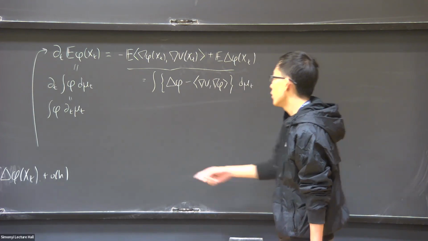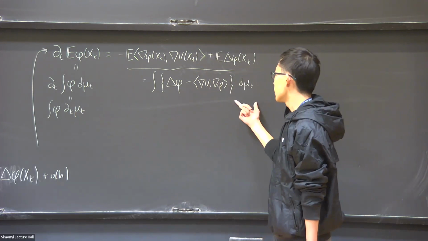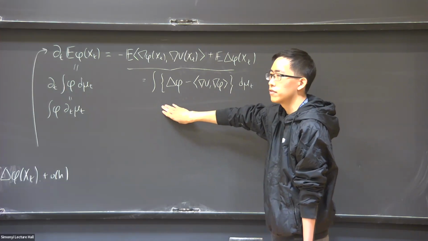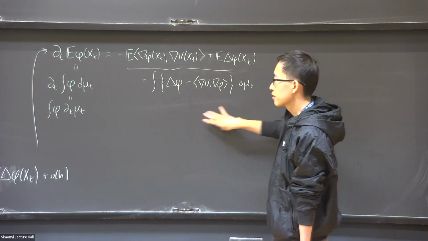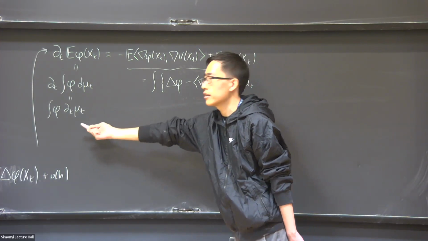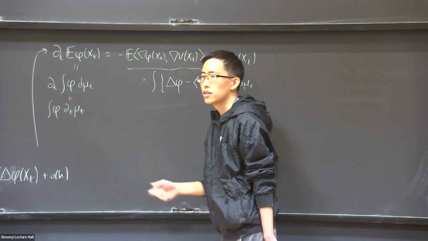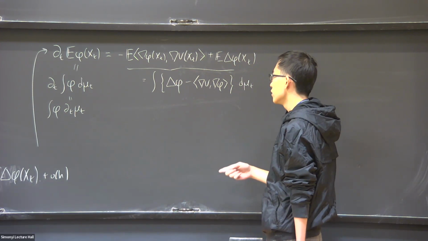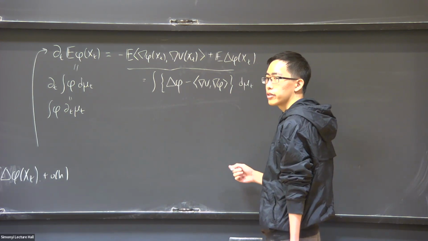But if I want to compare the left-hand side and the right-hand side, what I want to do is rewrite this right-hand side so it's just the integral of phi times a bunch of stuff. Then I could compare with the left-hand side and identify what the time derivative of mu_t is. The way that you rewrite the right-hand side to only include phi is you do integration by parts.